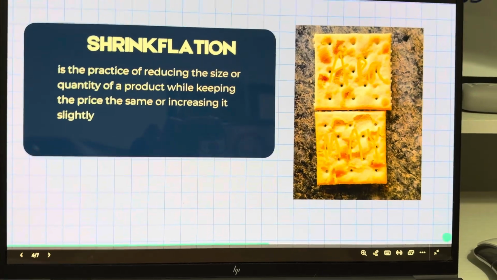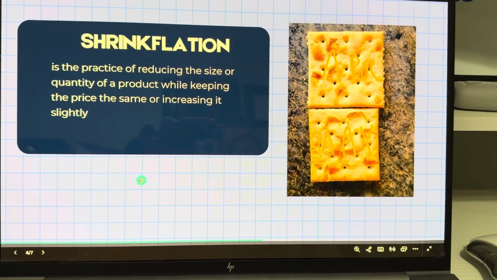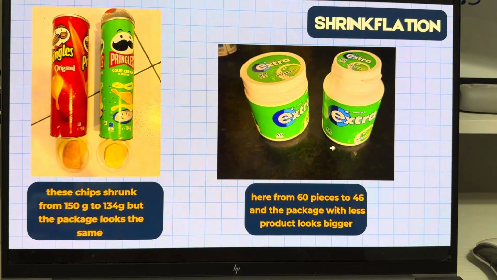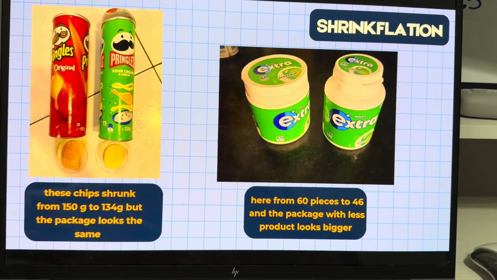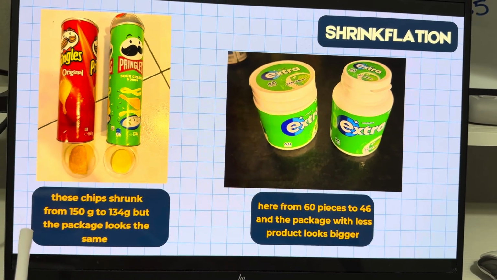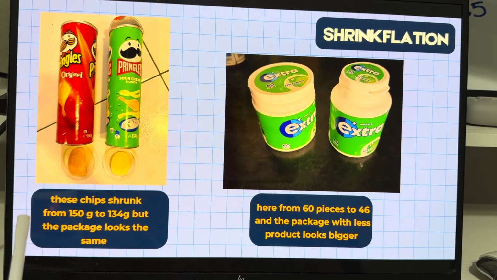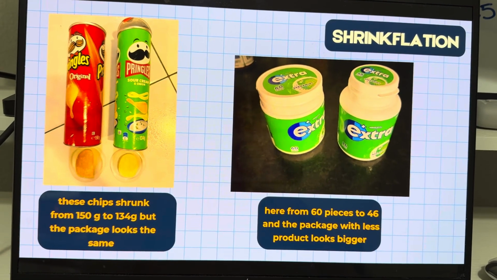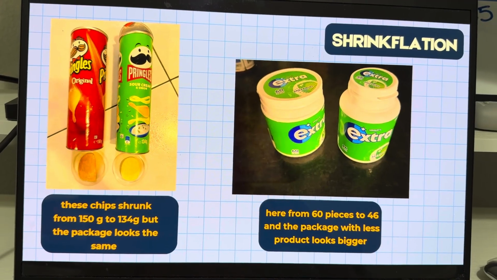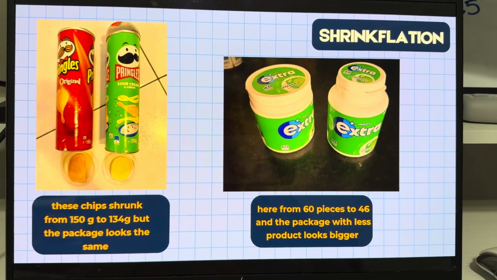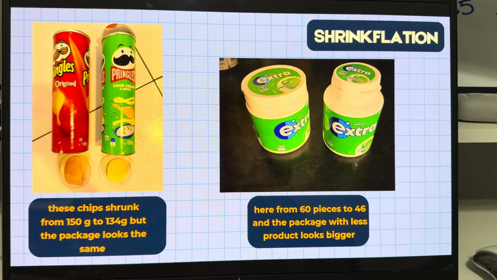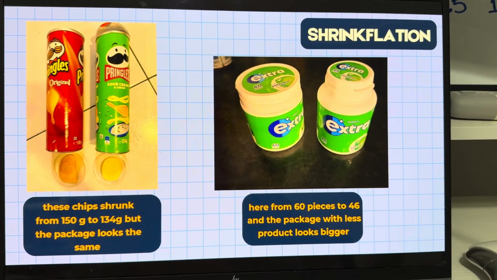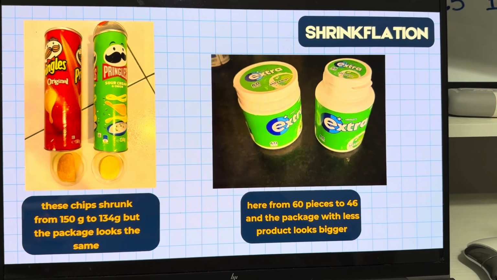I have another example right here. If you can see here, these chips shrunk from 150 grams to 134 grams. The package looks exactly the same size, so you may not even notice the difference. You don't even know that you're getting less product for the same price because the package is exactly the same.